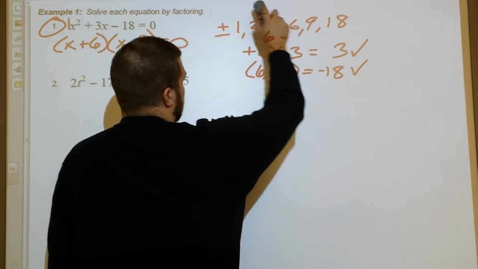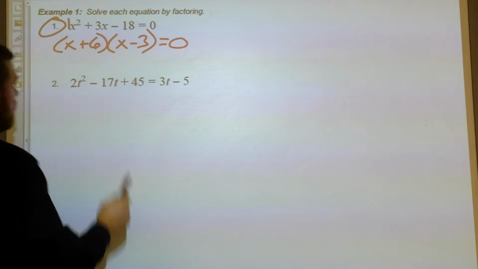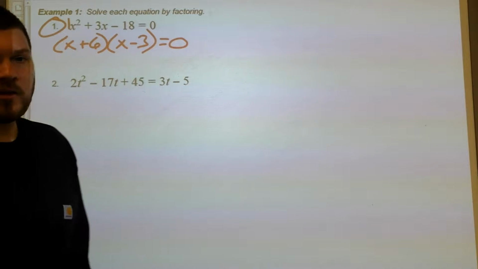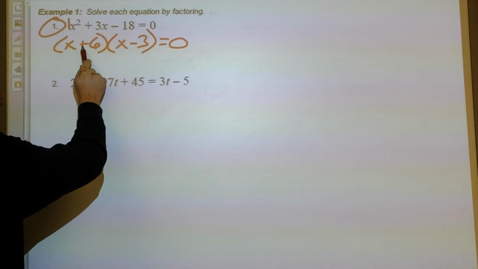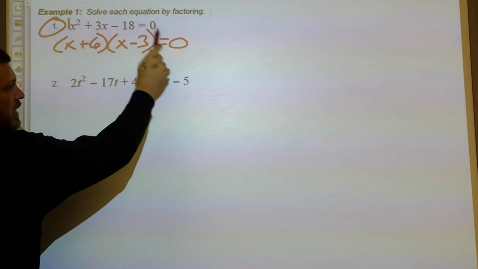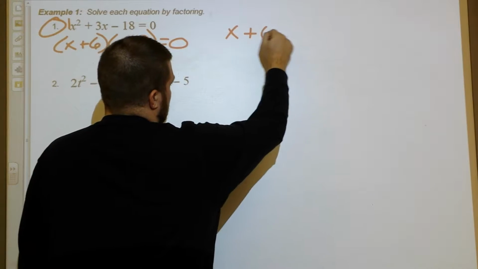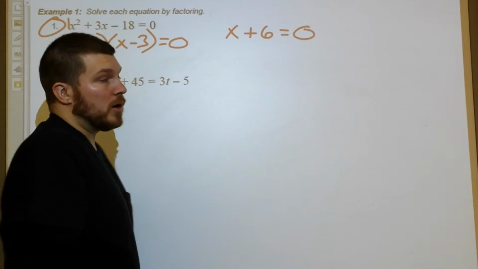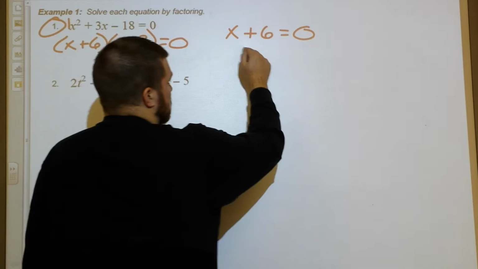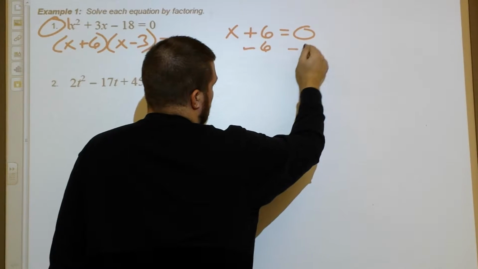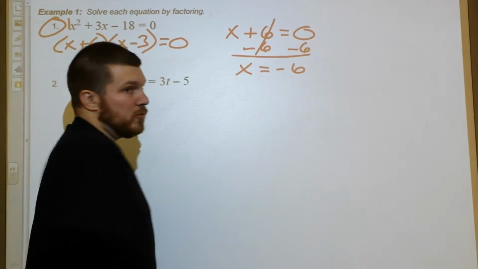This was just scratch work on the side, so I'm going to get rid of it now. And what I'm going to do now is I'm going to apply a property called the zero product property. The zero product property just means you take each factor individually and set it equal to 0. So for instance, my first factor, x plus 6, zero product property says I can take that factor and set it equal to 0 and then solve it. So minus 6 minus 6. So x equals negative 6. That's going to be one of my answers.